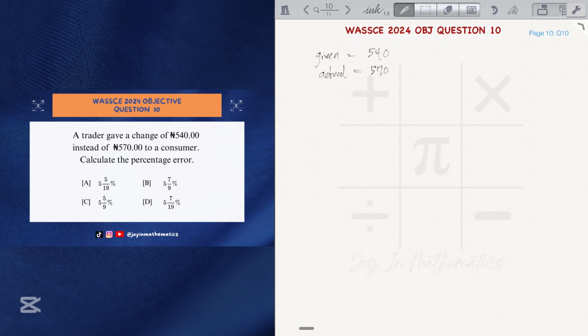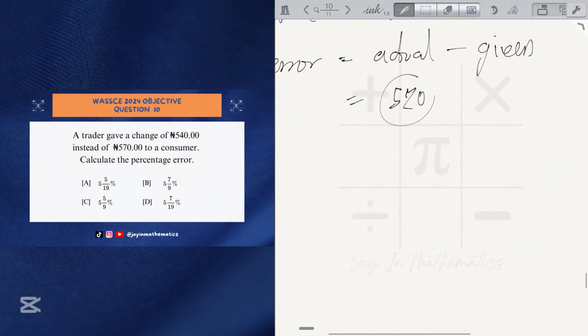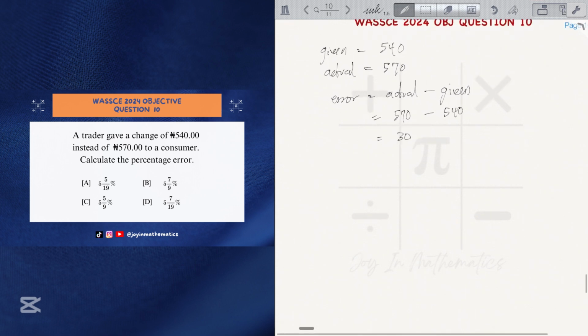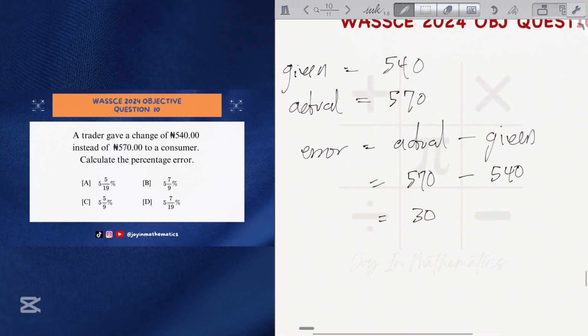So with this, we can see that there is an error. So the error will be the actual minus the given, the actual change minus the given change, and the actual change is equal to 570. The given change was 540, and this will be equal to 30. So let's insert our units: 540 naira, 570 naira, and we have 30 naira.